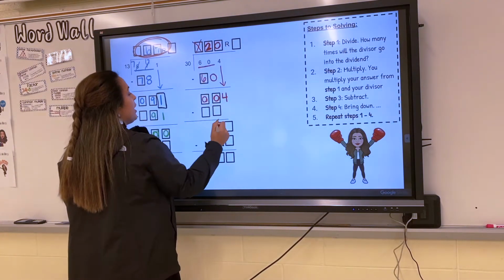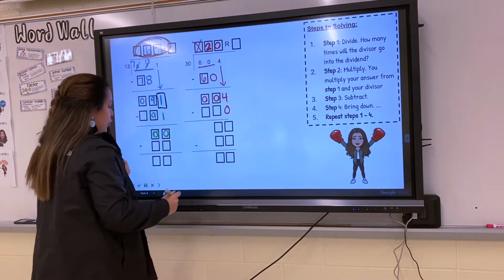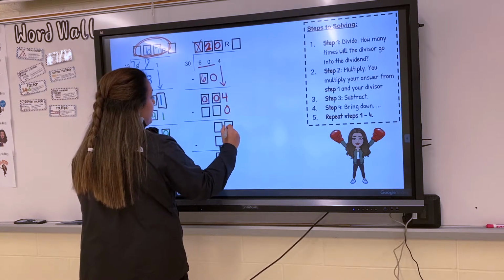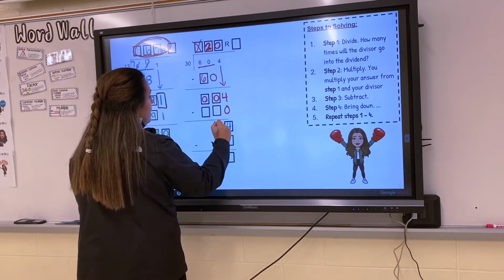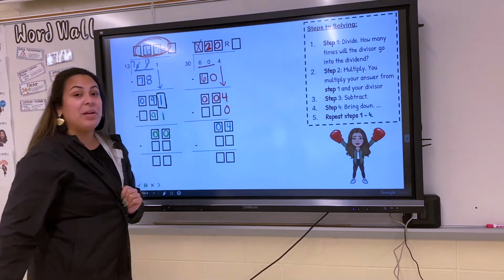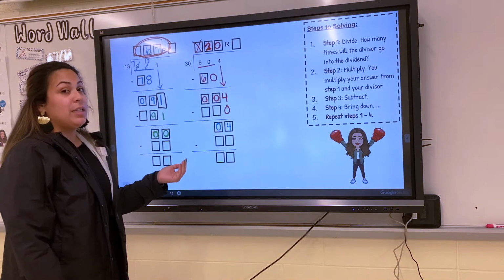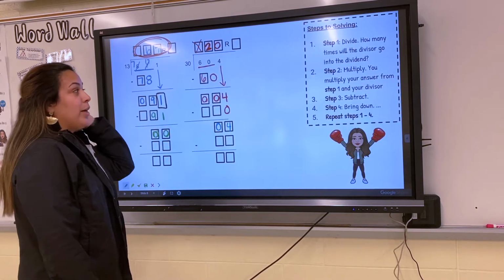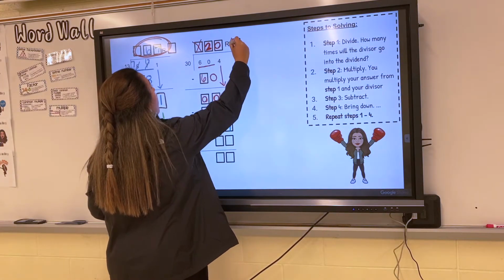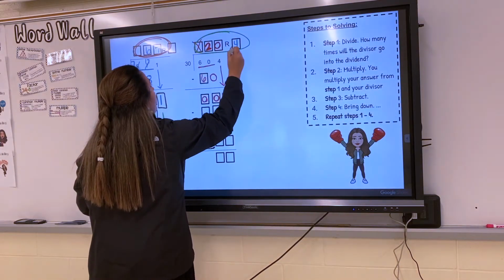So 0 times 30 is, well, 0. And then I subtract. 4 minus 0 is 4. 0 minus 0 is 0. And I don't have any other numbers to bring down, so I'm done solving. But I'm not done writing my answer because I have a remainder, so my remainder is 4. So my answer is 20 remainder 4.